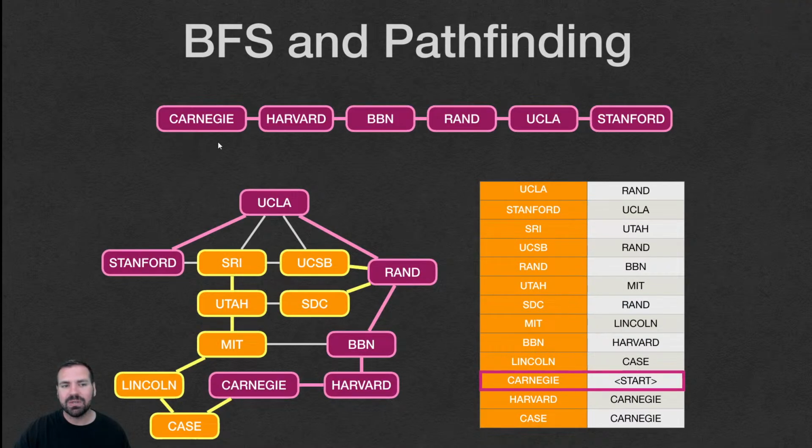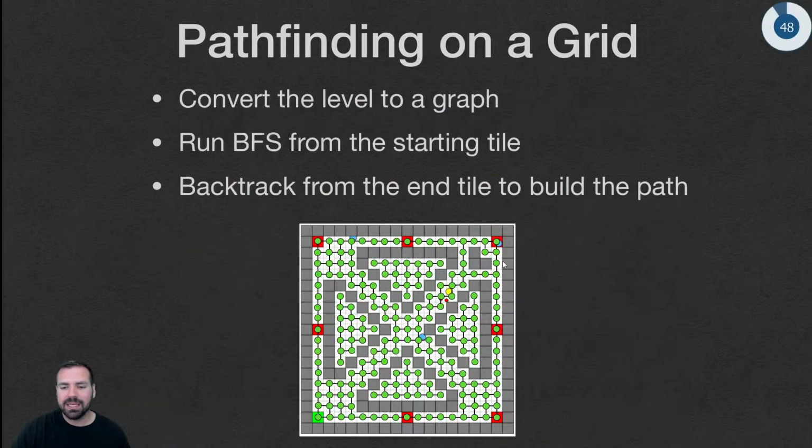We have a shortest path from Carnegie to Stanford, which happens to be the shortest path in this case. Yeah, this is the shortest path. So we have the shortest path from the start node to the end node. So that's how we can do path finding, which, cool, this helps us route packets through the internet, I guess. But what about the game example I mentioned?